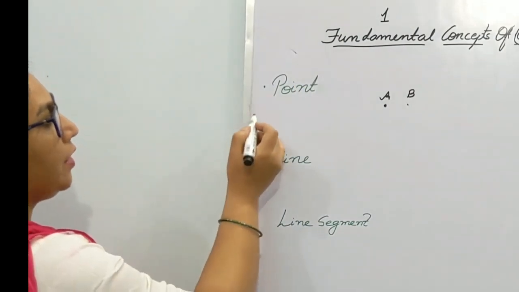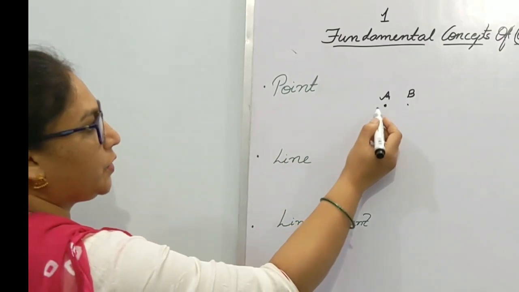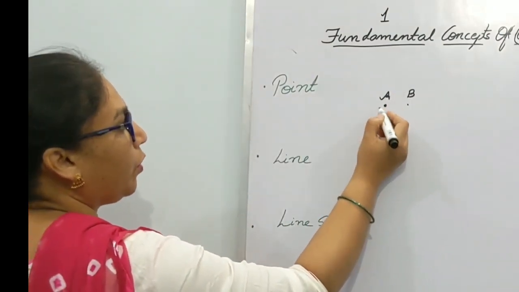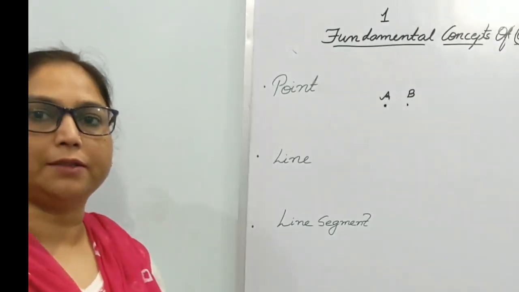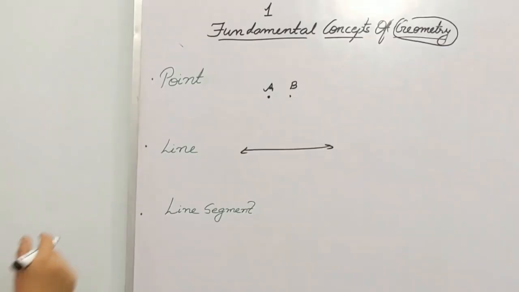Let us define point. A point is a geometrical object which shows position, and in this we use capital letter to denote a point. Point A, point B, so on. A point has no length and breadth, but a point has position.